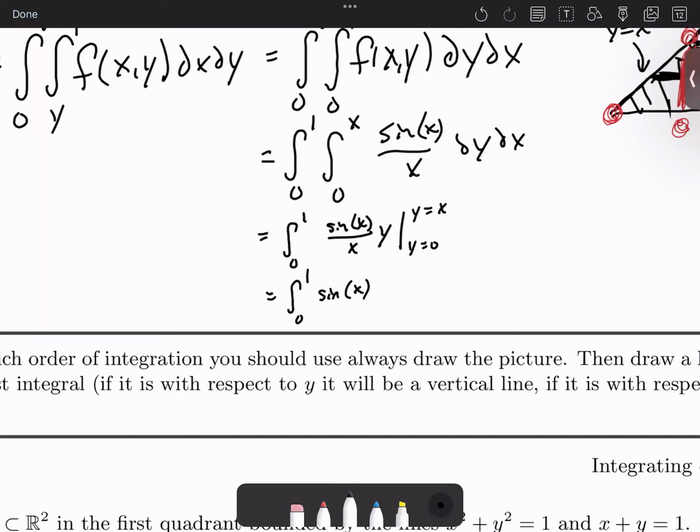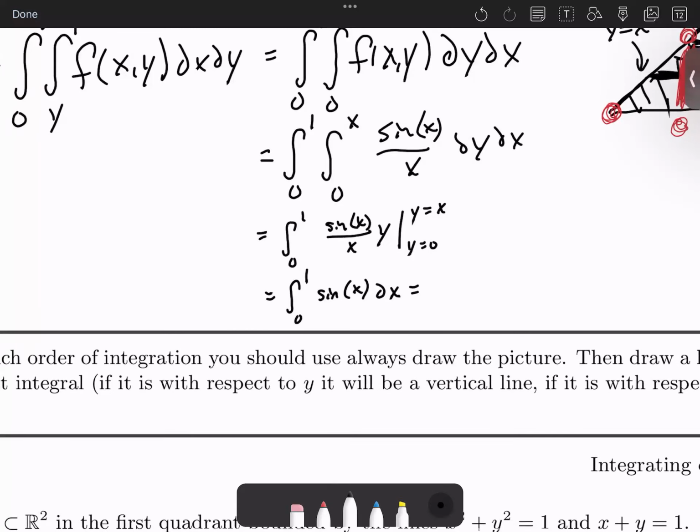All right, so sine of x divided by x times y. I might have misspoke there. When y is equal to x, I end up with sine of x. And then I'll subtract sine of x divided by x times when y is equal to 0, but that's just 0. Now you can see that I'm not going to have any problems here. I can find an antiderivative of sine of x with respect to x. That is going to be minus cosine.